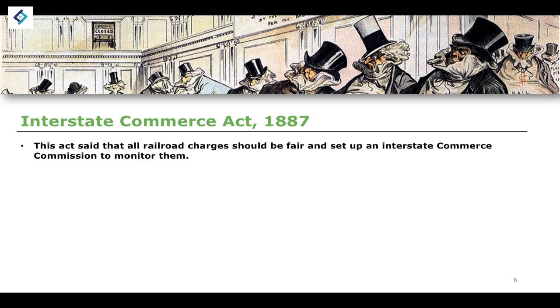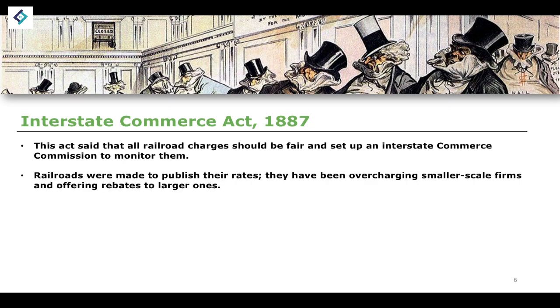because you have the only option for them for supply. And this was one of the things that could happen when we talk about railroads. The railroad industry was relatively monopolistic or was an oligopoly. And so the Interstate Commerce Act dealt with government intervention within the market and essentially said that you have to charge at a fair rate, and we're going to set up an Interstate Commerce Commission to monitor the rates at which you sell your railroad charges, which is essentially trying to put a limitation on the monopoly of the railroad industry. Railroads were made to publish their rates, as they had been overcharging smaller scale firms and often rebating the larger ones.